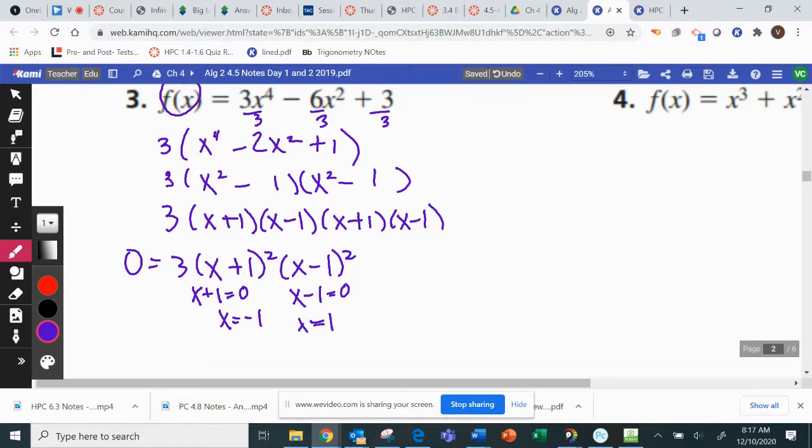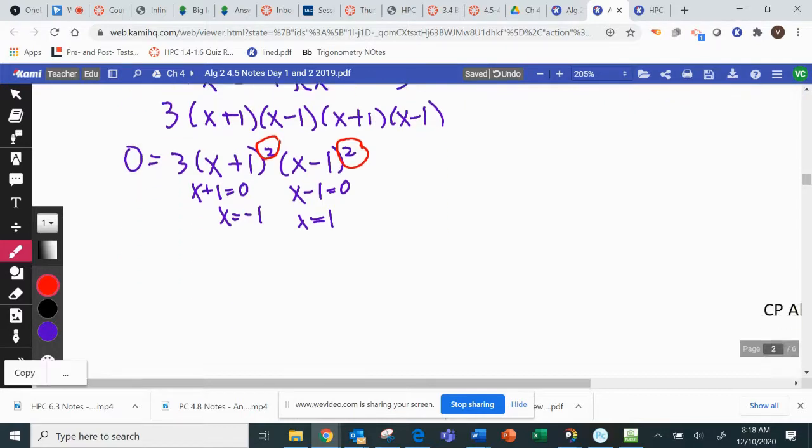Now let's talk about the degree of this question. The degree of the original polynomial is 4. That tells me how many answers I should have? 4. Do I have 4 answers? Kind of. I have 2 answers, but both of these answers happen twice. I do have 4 answers. We just have repeated answers. So this x equals -1 is repeated. And the x equals 1, that is also repeated.